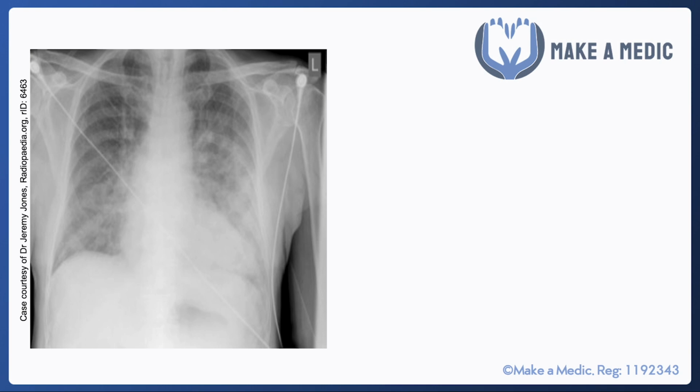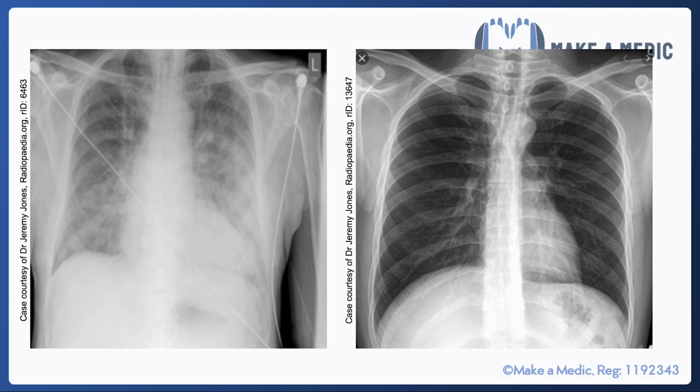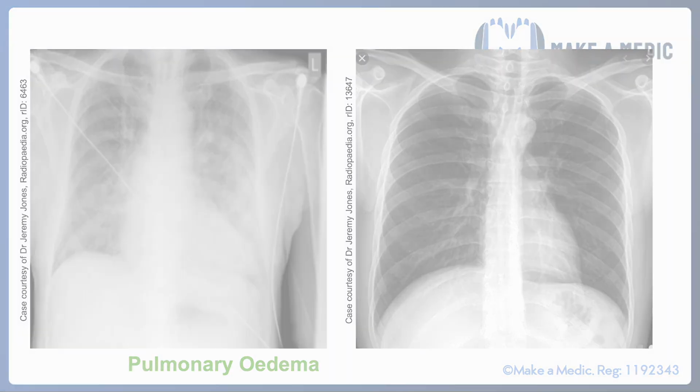Here we can see there's a lot of fluffy alveolar shadowing, and that's typical of pulmonary edema. I often find it's useful to have a look at a normal chest x-ray to be able to compare what the abnormality actually is. So the fluffy airspace shadowing is suggestive of pulmonary edema.